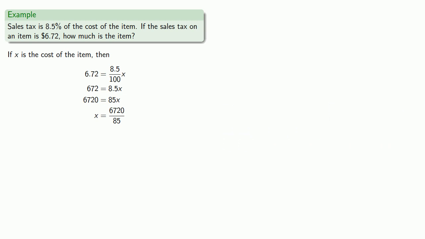So let's go ahead and compute this 6720 divided by 85, and so we get approximately 79.06, and we want to translate this into a final answer and say something like the cost of the item was $79.06.